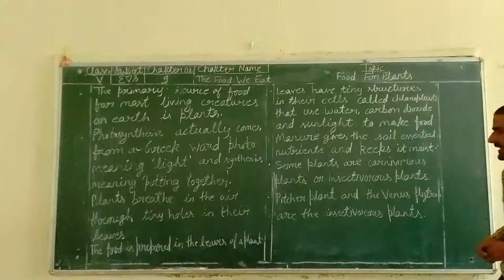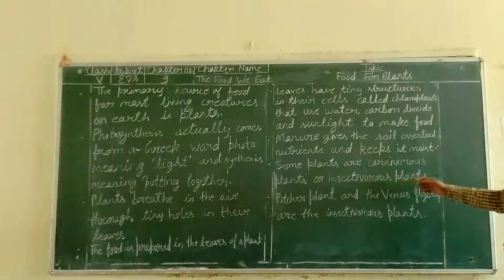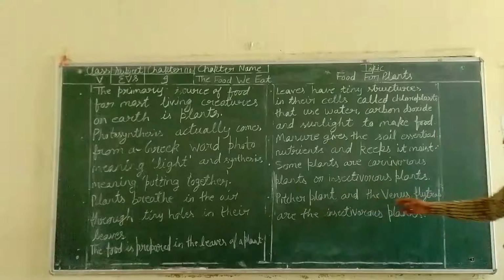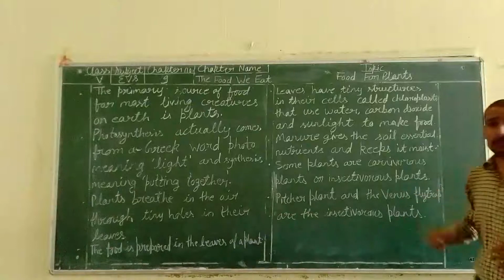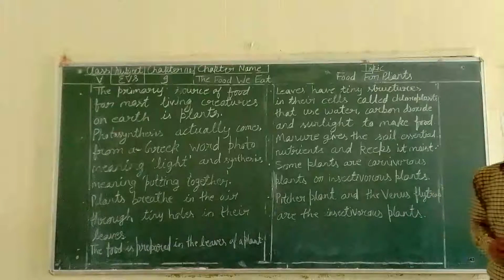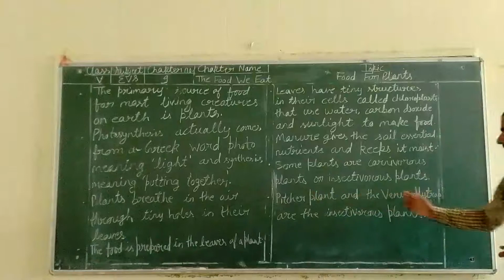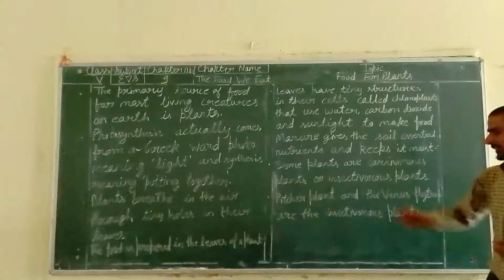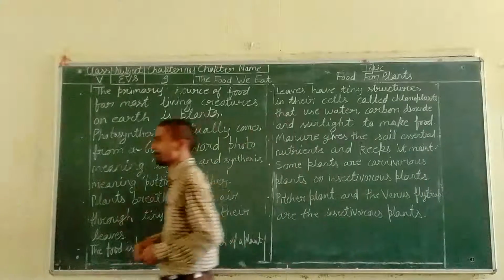Some plants are carnivorous plants or insectivorous plants. The pitcher plant and the Venus flytrap are insectivorous plants. Not all plants can make their own food. A few of them depend on small insects and animals. The examples are the pitcher plant and the Venus flytrap. These are two insectivorous plants.